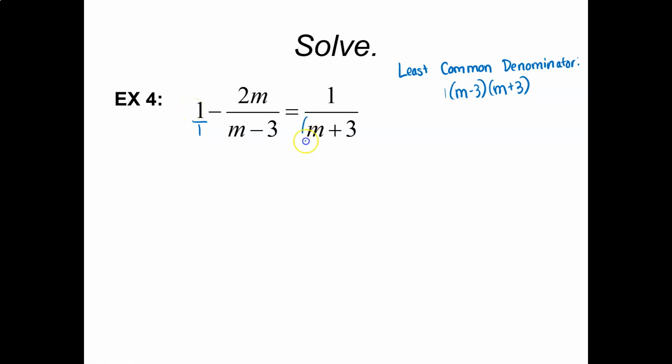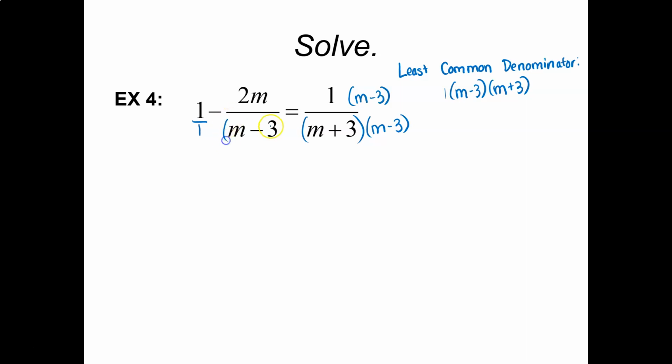So if I start over here on the right hand side, I've already got the m plus 3. I need the m minus 3. So if I multiply by m minus 3 on the bottom, I multiply by m minus 3 on the top. I can do this because m minus 3 over m minus 3, what does that equal? 1, right? Because anything over itself just equals 1. So I'm not changing the value of this whenever I do that. I can multiply on top and bottom.